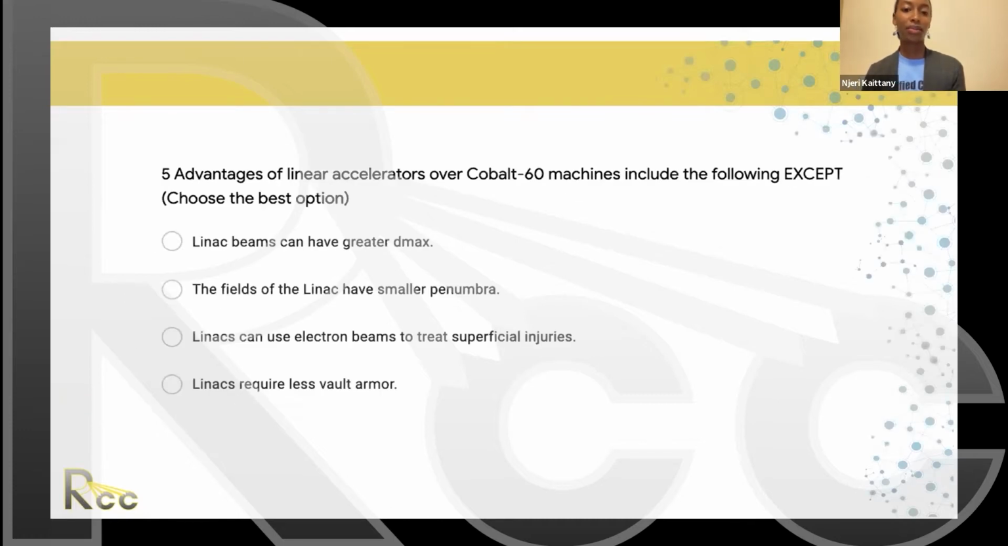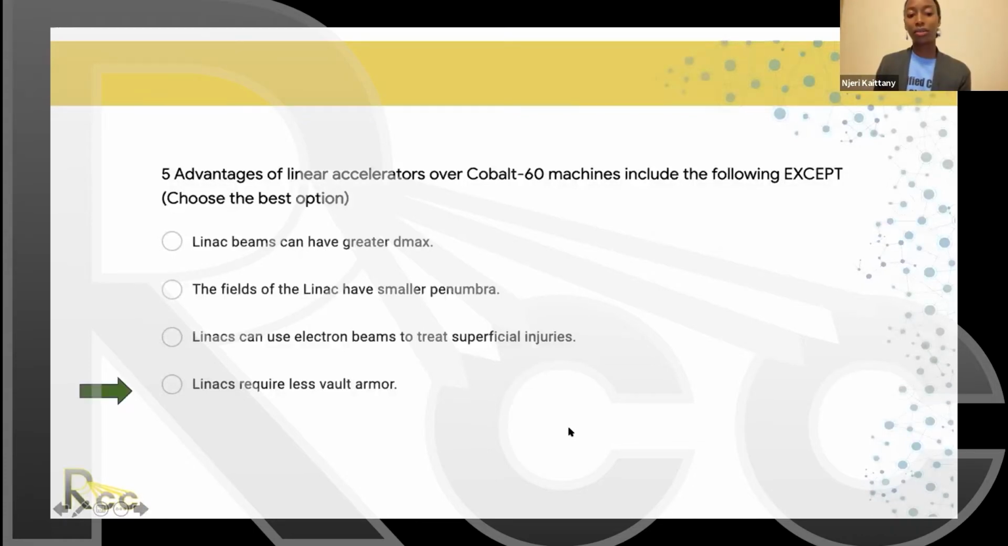Okay, advantages of linear accelerators over cobalt-60 machines include which of the following? LINAC beams can have a greater Dmax. The field of the LINAC has a smaller penumbra. LINACs can use electron beams to treat superficial injuries, and LINACs require less vault armor. I'll give you a couple of seconds to think about your answer. And again, it's you choosing the best option. Okay, and we can move to the answer.